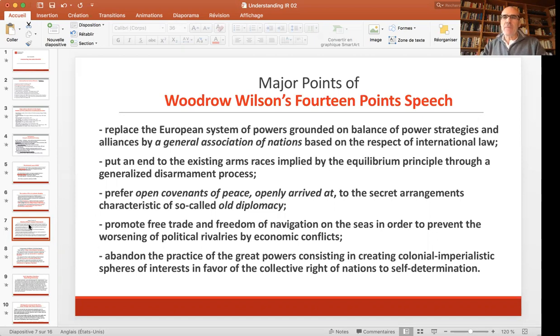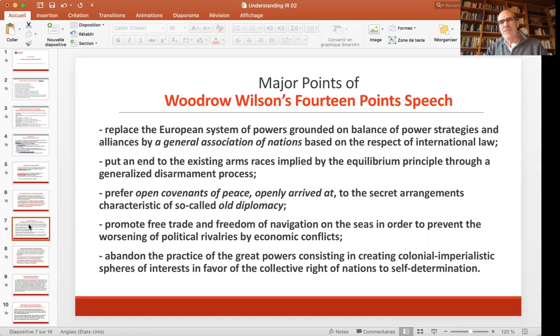Major point number 3, Woodrow Wilson wanted to put an end to what he considered to be old diplomacy, that is to say, secret diplomacy, the diplomacy consisting in governments secretly negotiating without taking into account public opinion. So he wanted a public diplomacy in order to favor open negotiations. I quote, open covenants of peace, open treaties of peace, openly arrived at, that is to say, to which public opinions, rational public opinions, we'll come back to this point, would contribute, and thus put an end to the secret arrangements which had characterized European diplomacy of the past.